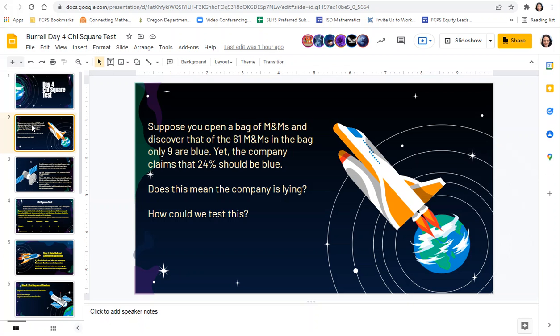I think I did it last night. Let's see what I got. Nope, it's not on this paper. Oh, I got 14.8%. Anybody else getting 14.8%? Okay. So 9 over 61 should give you 14.8% blue, but the company says 24% should be blue. Is the company lying, or is this just statistically not significant?